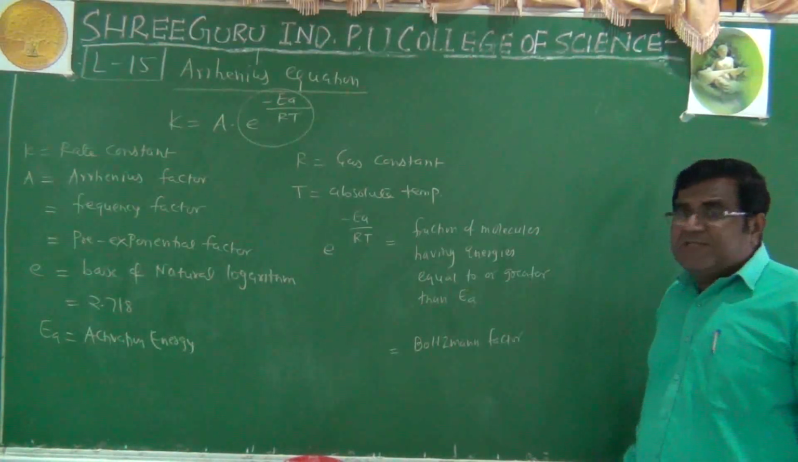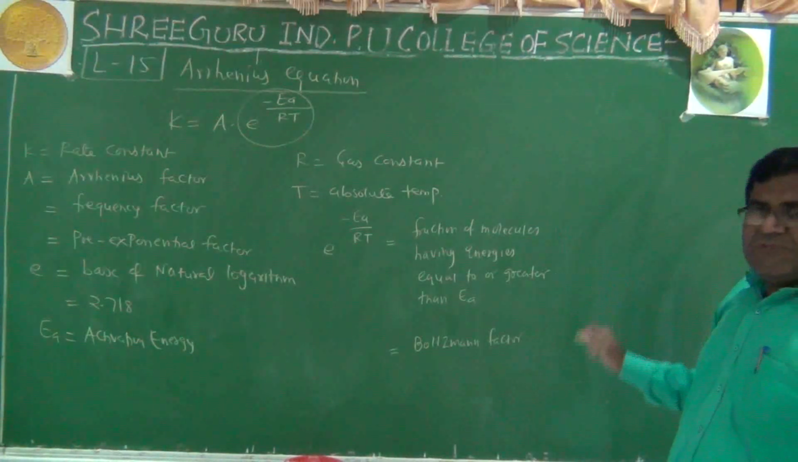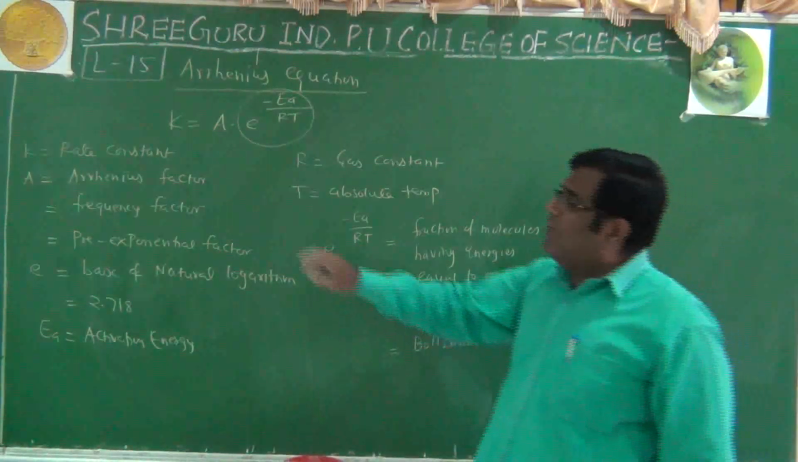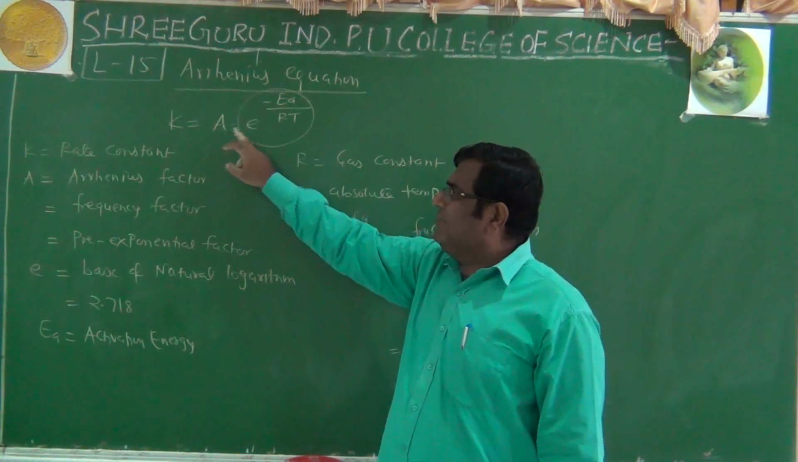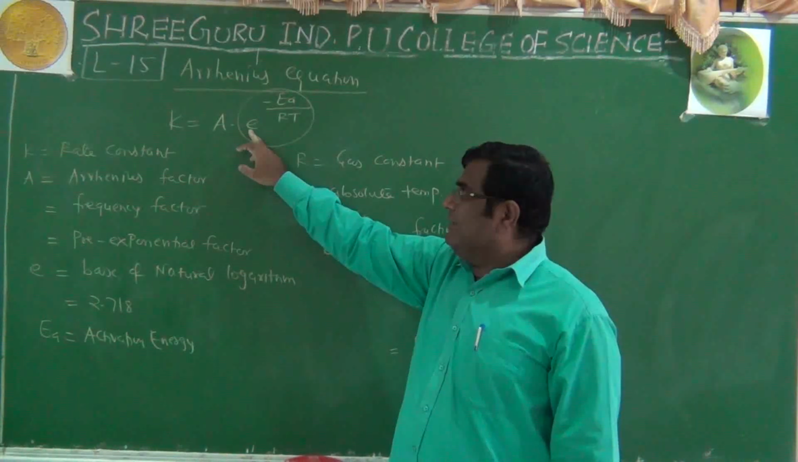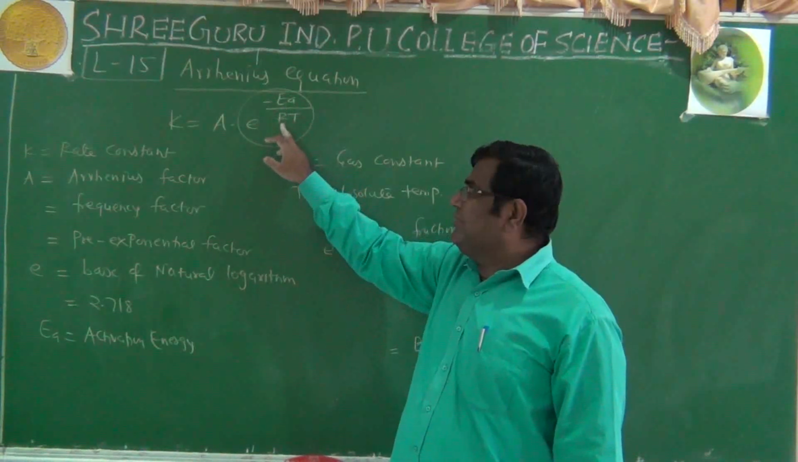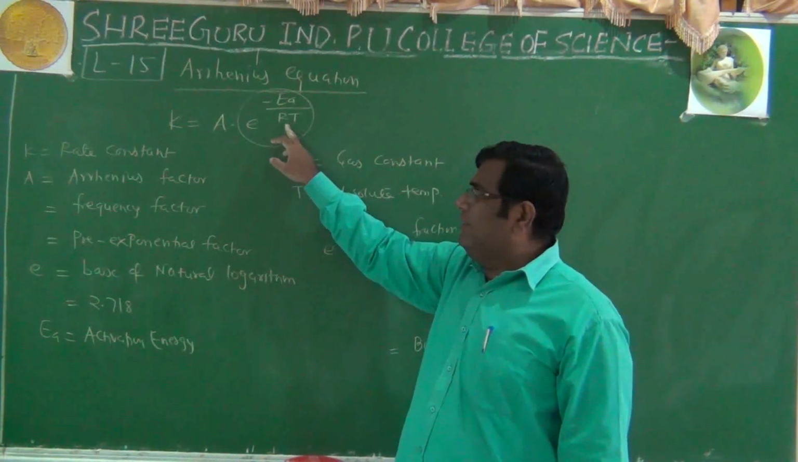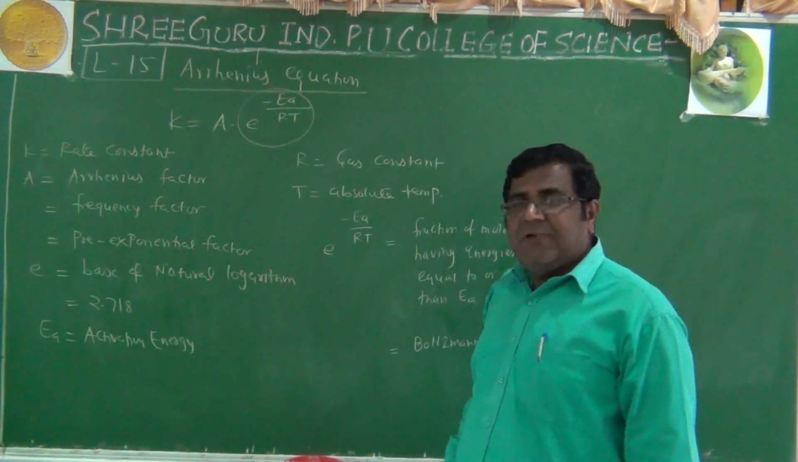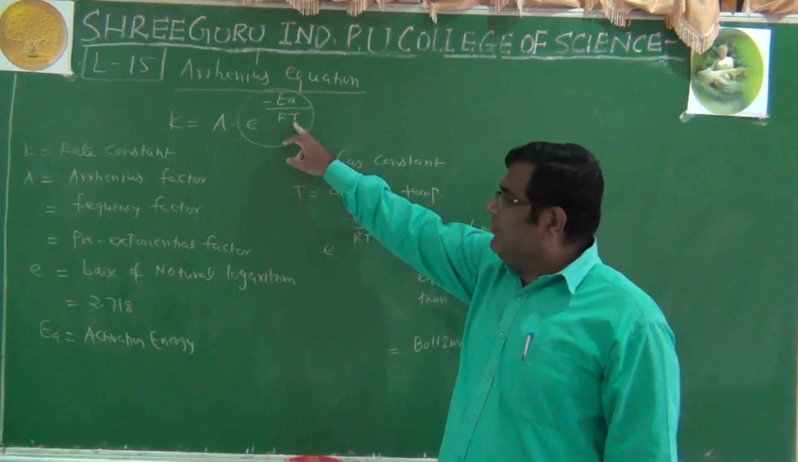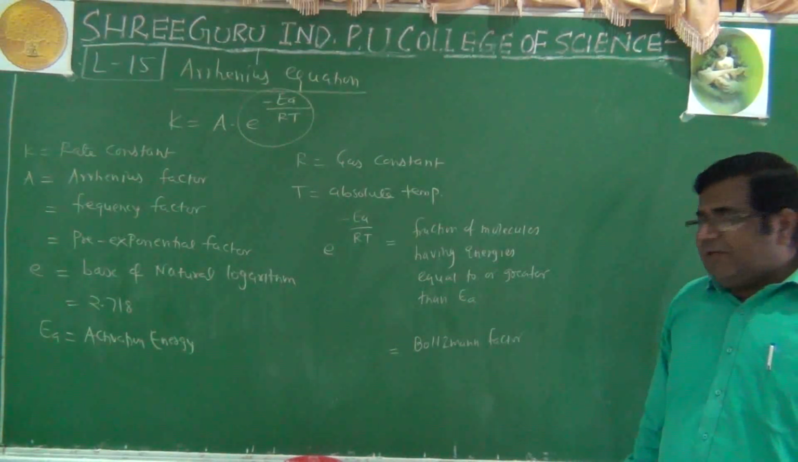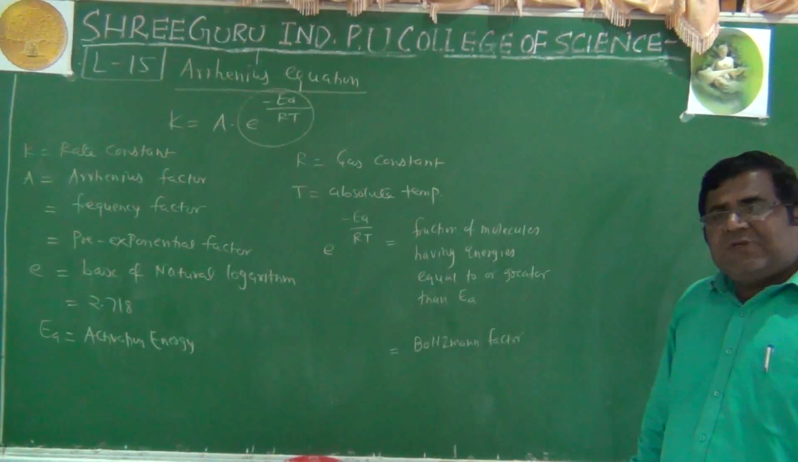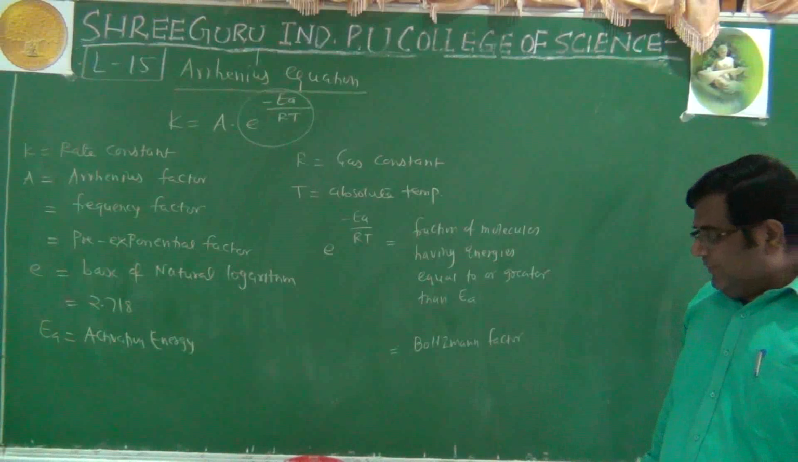So this is the Arrhenius equation, and these are the various terms mentioned in it: rate constant of reaction, Arrhenius factor, frequency factor, pre-exponential factor, the base of natural logarithm with value 2.718, activation energy, gas constant, in SI unit 8.314 joules per Kelvin per mole, absolute temperature. And e raised to minus Ea by RT is the fraction of molecules having energies equal to or greater than activation energy, also called the Boltzmann factor.